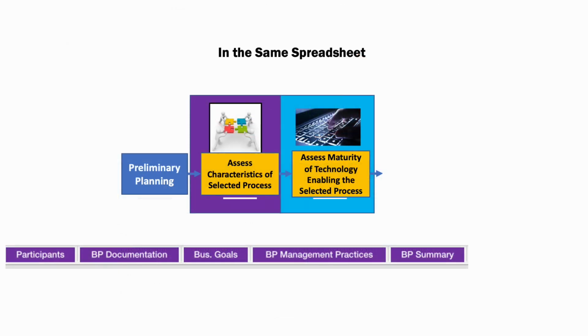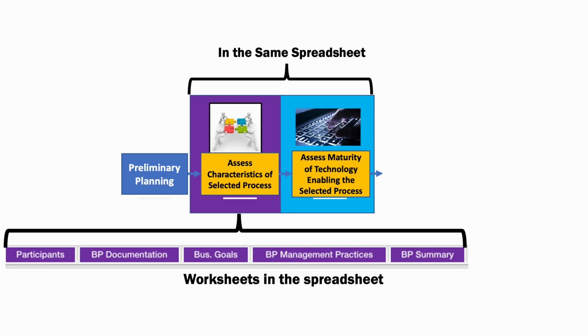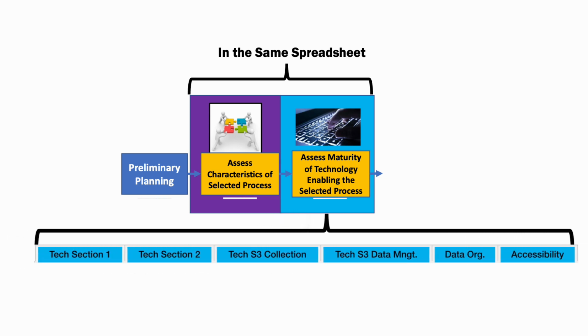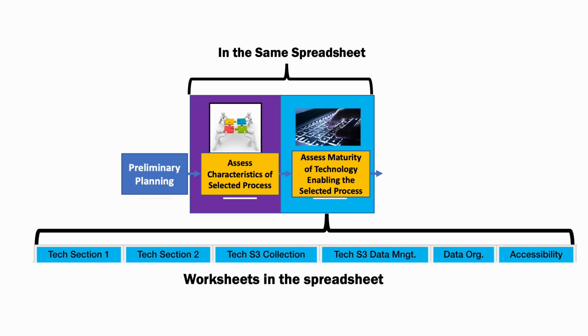The tool to assess the characteristics of the selected business process and the tool for assessing the maturity of technology that is enabling that business process are in the same spreadsheet. Worksheets with the purple background are used for the business process. Worksheets with the light blue background are used for the assessment of technology maturity. Placing these two assessments into a single spreadsheet is intended to facilitate the development of reports and dashboards that combine the results from both of these assessments.